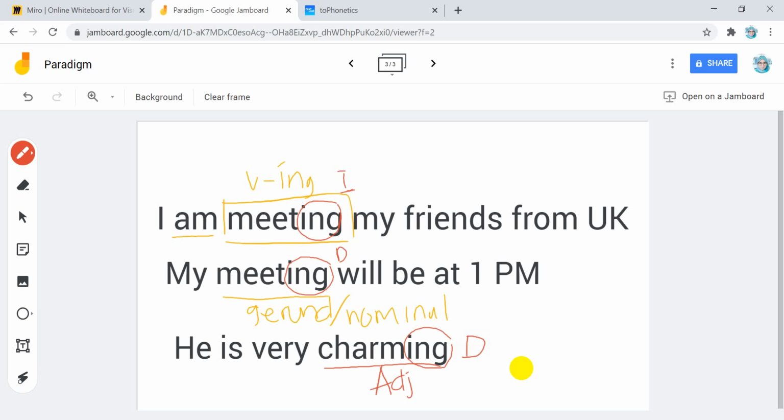The form is the same. All of them use verb ing, but they are different morphemes. The first one, in I am meeting, is inflectional. In my meeting and in the sentence he is very charming, the morpheme is derivational.